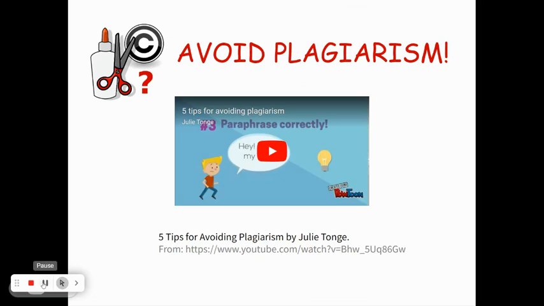Now, something that is very important in terms of online learning is that you make sure to avoid plagiarism. Okay, plagiarism is where you don't use your own words, you don't use your own ideas, you take this from somewhere else. And that would include things like using ChatGPT to answer your questions or finding someone's answers on the web. Please make sure that you avoid plagiarism.